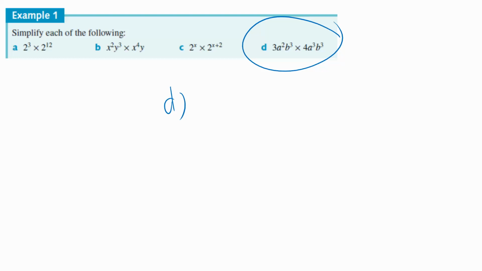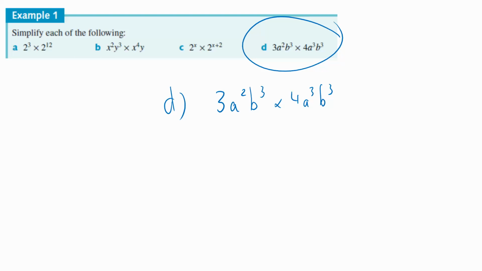3a squared b cubed times 4a cubed b cubed. What does that become? What does this simplify down to? Let's go with Hamish. Times 2, plus the 2 and 3 and the 3. Good. The 2 and the 3 with the 3 with the 3.